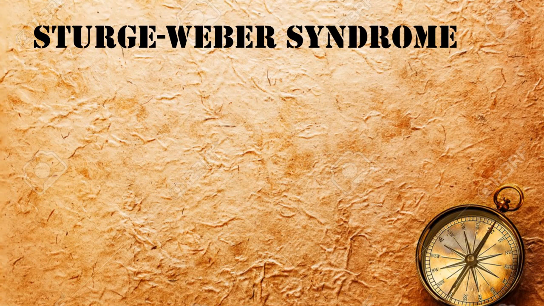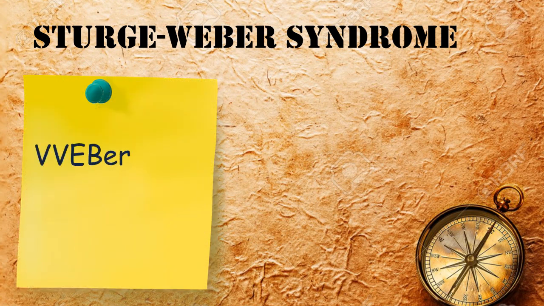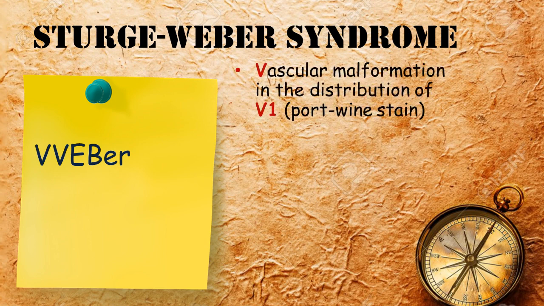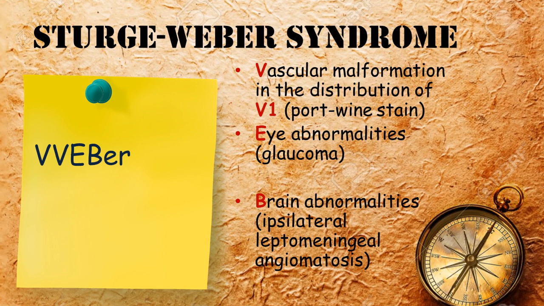So the first one is STURGE-WEBER syndrome. Let's see the mnemonics. It is also Weber, that is VVEBER. So first VV, it is vascular malformation in the distribution of fifth nerve, mainly in face, that will be presenting as port wine stain. Then E here it is eye abnormality which will be presenting as glaucoma. Then next B, it is brain abnormality. Here there will be ipsilateral leptomeningeal angiomatosis.